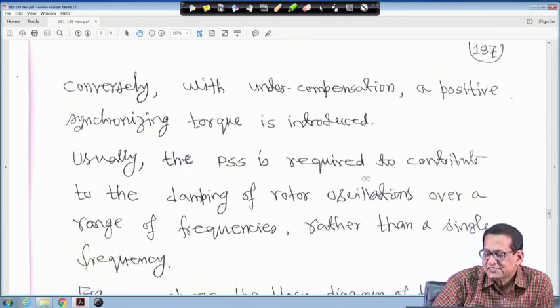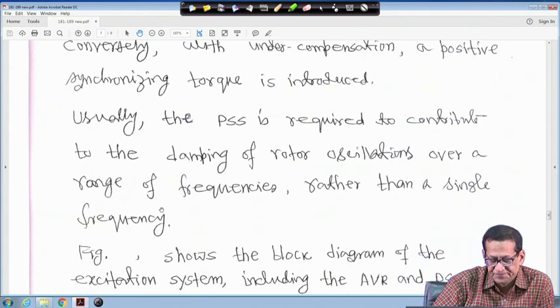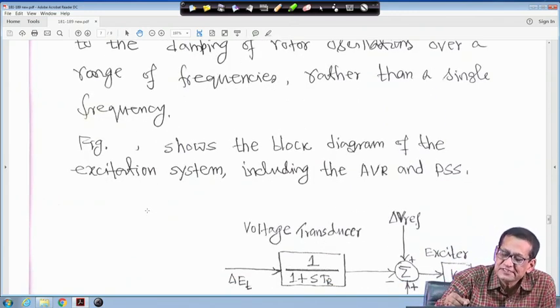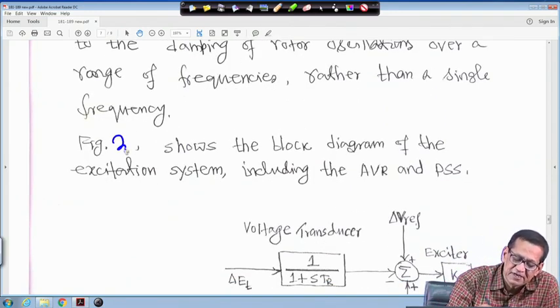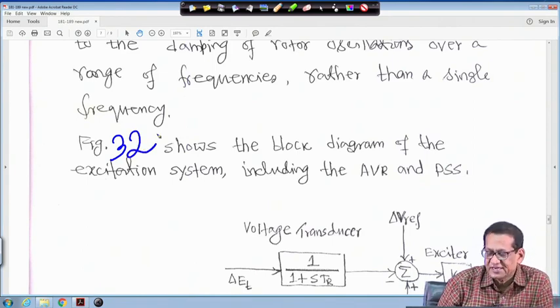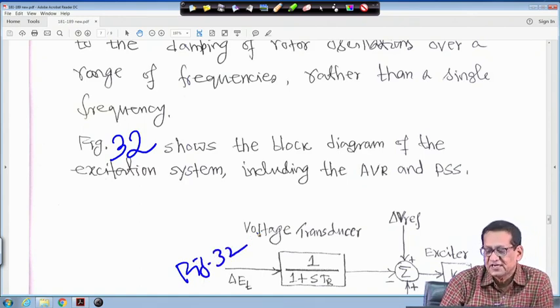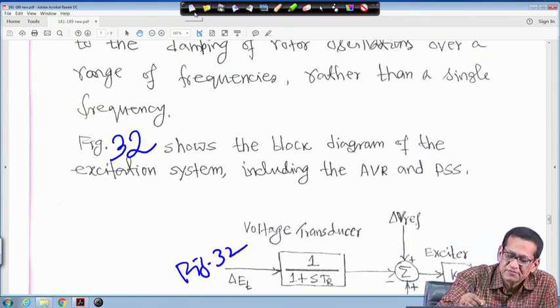Usually, the PSS is required to contribute to the damping of rotor oscillation over a range of frequencies rather than a single frequency. Therefore, this figure, the number is not mentioned here, I think it is figure 32. Therefore, I am just cleaning this.